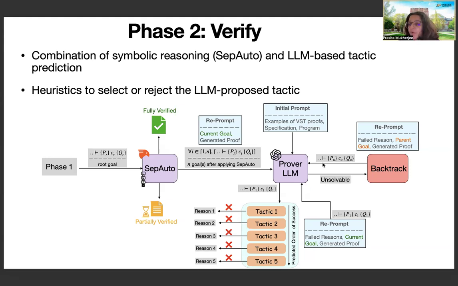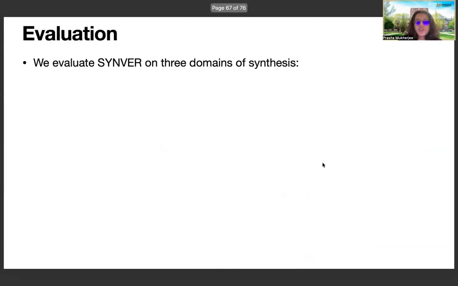Now, this entire process continues till you either fully verify the program producing a certificate, or you time out and then you have a partially verified program, the proof of which is then available to the user to investigate. Now, let's move to the evaluation.